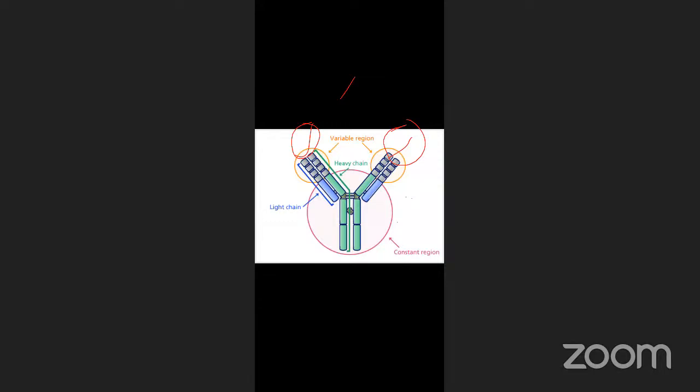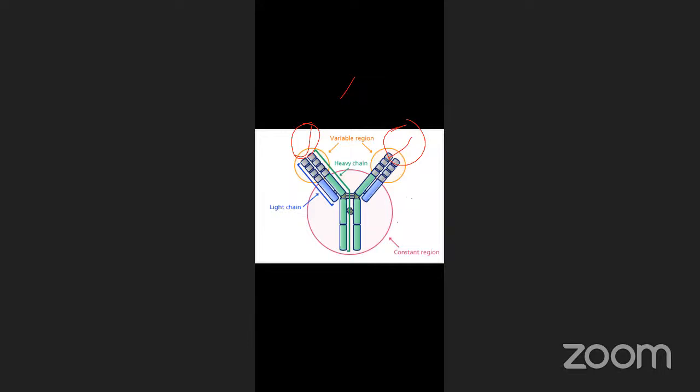Coming to immunoglobulin M, it is the largest immunoglobulin among all, and pentameric in structure, as I told you earlier. There are 10 epitopic binding sites in immunoglobulin M, so at the same time it can bind with 10 antigens. That is the beauty of immunoglobulin M. Its half-life is 5 days, so don't bother about the half-life.